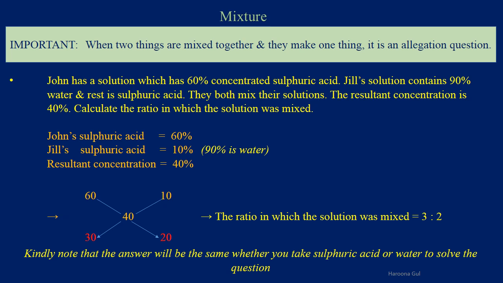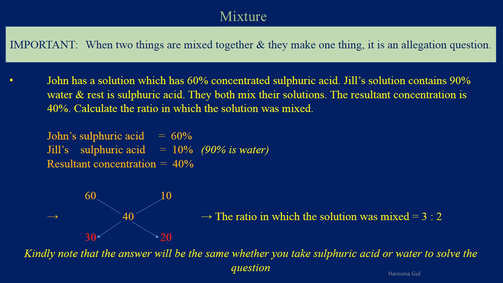Now let us come to the question, which says that John has a solution which has 60% concentrated sulfuric acid, Jill's solution contains 90% water, and the rest is sulfuric acid, which means 100 minus 90 is 10. So we have 10% sulfuric acid in Jill's solution. They both mix their solutions. The resultant concentration is 40%. Calculate the ratio in which the solution was mixed, right? So John's sulfuric acid is 60%, Jill's sulfuric acid is 10%, and the resultant concentration is 40%.